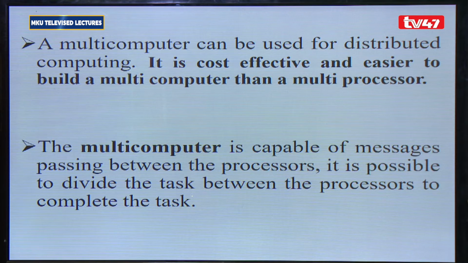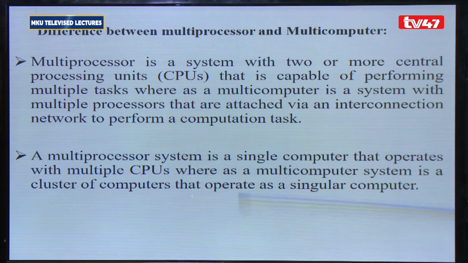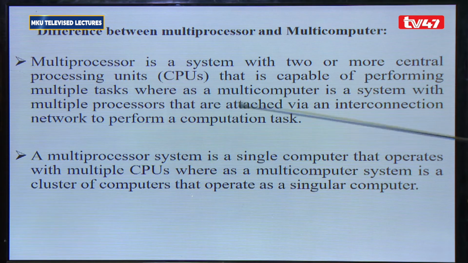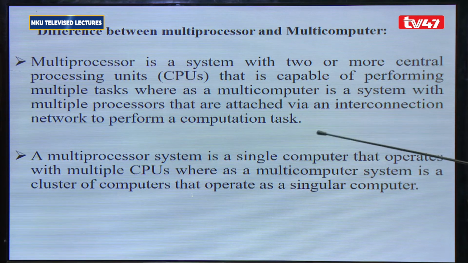So we've known we have a multiprocessor and we have a multicomputer, and we've said a multicomputer is the most ideal for a distributed system. So what are the differences between a multiprocessor and a multicomputer? A multiprocessor is a system with two or more central processing units that is capable of performing multiple tasks, whereas a multicomputer is a system with multiple processors that are attached via an interconnection network to perform a computation task.